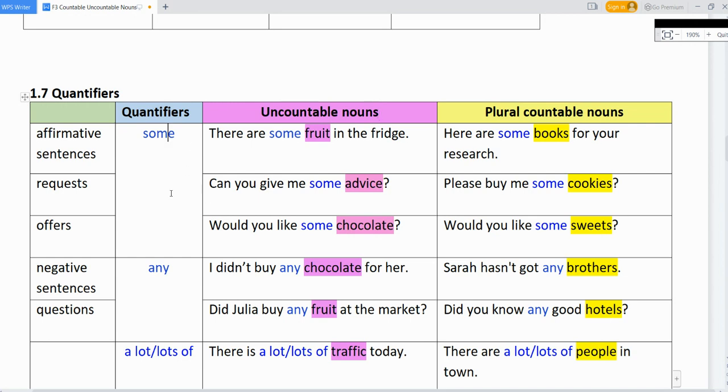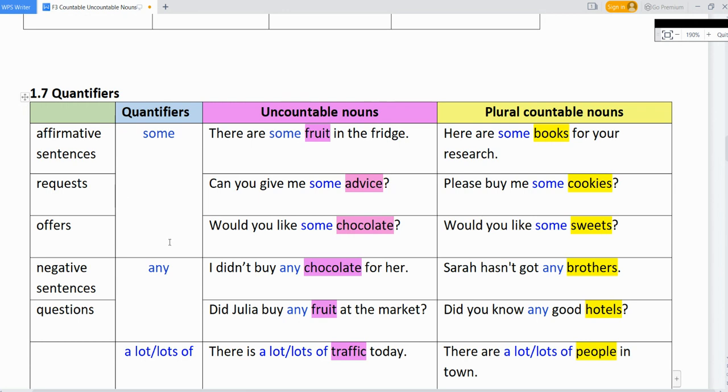Okay, and then if you use some in a request, okay, dalam bentuk permintaan, okay, for example, uncountable nouns, can you give me some advice? Boleh bagi saya sedikit nasihat, for example? Okay, you say some advice. Okay, it can also be used with plural countable nouns. Okay, for example, please buy me some cookies. Please give me some books, for example.